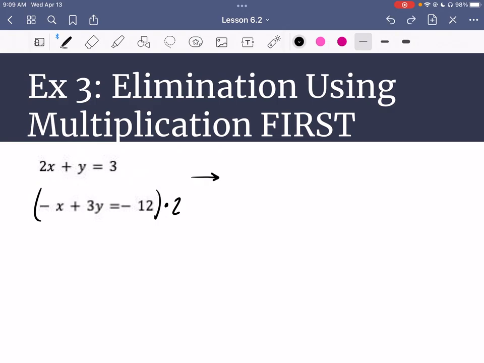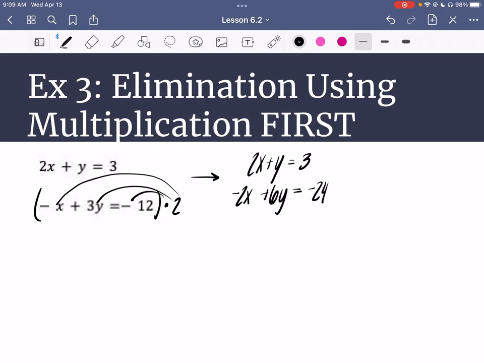Okay, so I'm going to rewrite the top equation, that one staying the same, and then distribute this. I get negative 2x plus 6y equals negative 24. Now before you go ahead and add these, just double triple check that you are going to be able to eliminate, which yes, I am. I have 2x and a negative 2x. So when I add those, they eliminate. I get y plus 6y, so 7y, and then 3 plus negative 24, which is negative 21. Then I divide both sides by the 7, and I get y equals negative 3.